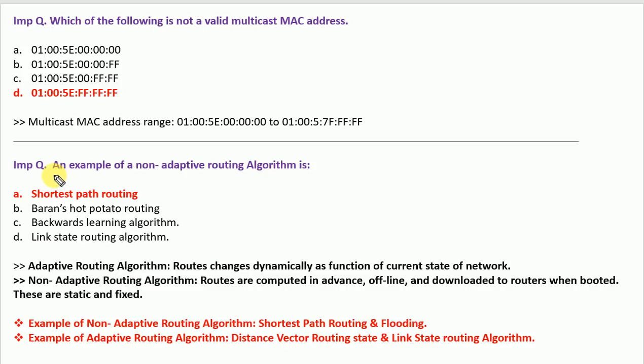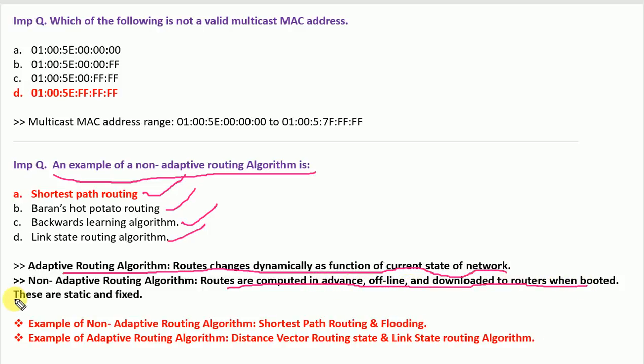The next question is, an example of a non-adaptive routing algorithm is. Let's first discuss the options. The first option is shortest path routing, second is hot potato routing, then backward learning routing algorithm, and link state routing algorithm. Before answering this type of question, you have to understand what adaptive routing and non-adaptive routing are. The name itself says everything. In an adaptive routing algorithm, routes change dynamically as a function of the current state of the network. In a non-adaptive routing algorithm, routes are computed in advance, offline, and downloaded to routers when booted. These are static and fixed.